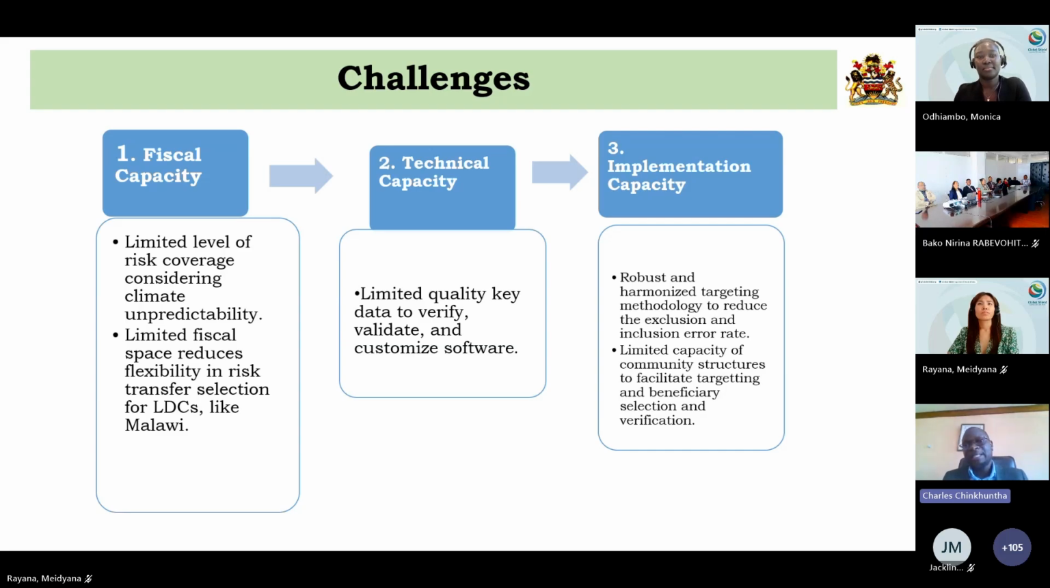And also the issue of limited technical capacities, we are still building our skills. The issue of data to verify and validate. And this is where we are having to bring in the support from Global Shield and the Global Risk Modeling Alliance, and also implementation capacities in some cases where a robust and harmonized targeting methodology is needed, so that we reduce exclusion. So the issue of improving targeting, inclusion error, we need to reduce that when we have the payout, and then we have to go to the actual beneficiaries. And also limited capacity of community structures to facilitate targeting at beneficiary selection level and verification. So these are some of the challenges associated with the processes. Next.